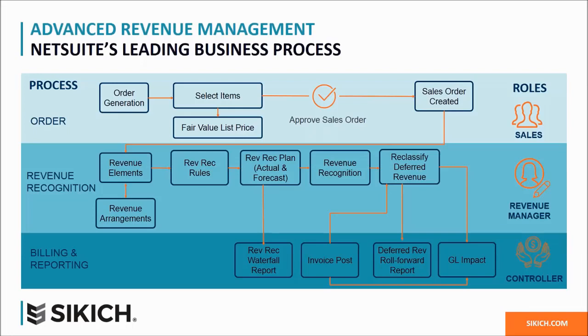Okay. And then lastly, now coming down to the bottom third of our slide, we have the controller role. So they have a revenue recognition waterfall report they can produce in the system. They have a deferred revenue roll forward report. They also have some awesome other reports I'm going to show you. And ultimately, they're running those reports. They're reviewing the GL impact of everything that's happened above.